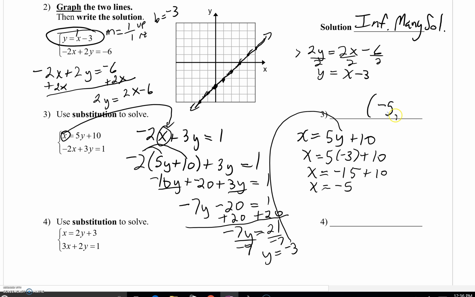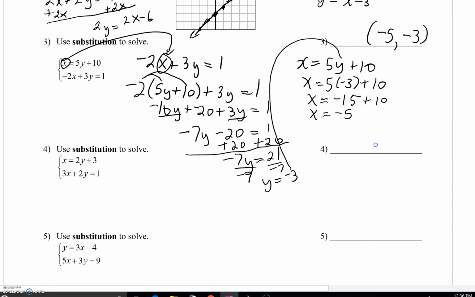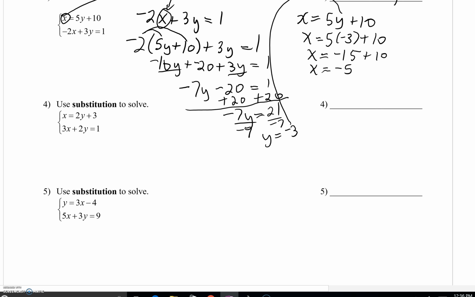Notice that the answer I'm going to write down is going to be as an ordered pair, as the point -5, comma -3. As always, if you're nervous about this, you can plug this point in to check it for both of your equations. Let's move on to number 4.